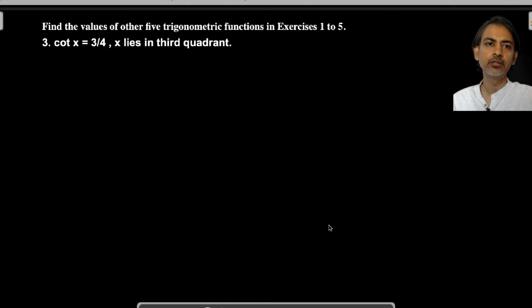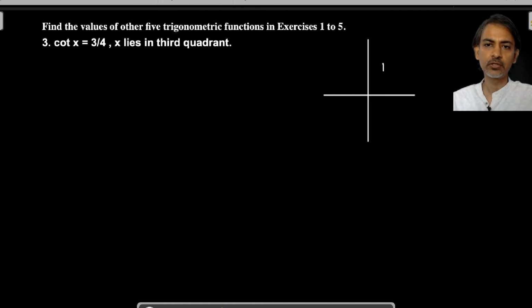In today's lecture, we are going to discuss problem number 3, 4 and 5 of chapter 3.2. So, we had discussed in the last lecture how to interpret this problem, but we will do it again over here. First of all, let's draw the coordinate axis and read through the problem. The problem says that cot x is given as 3 by 4 and x lies in the third quadrant.